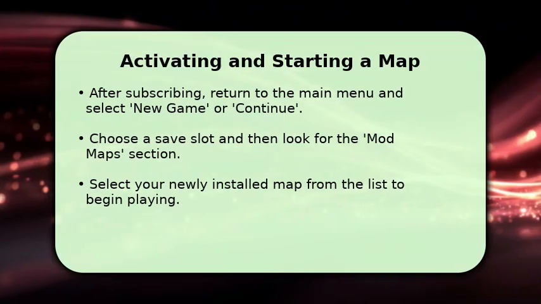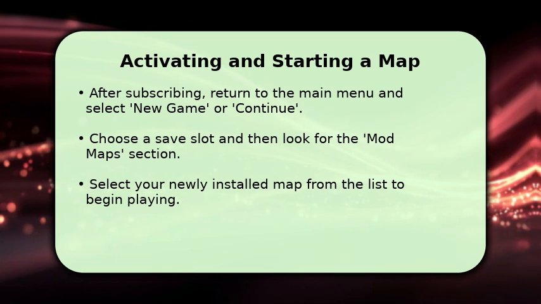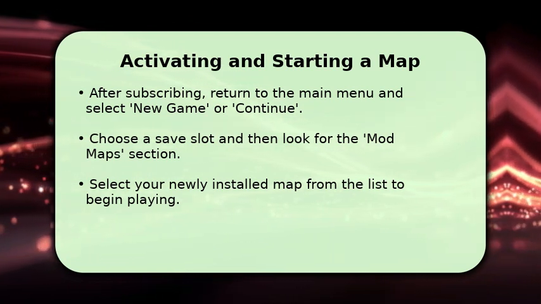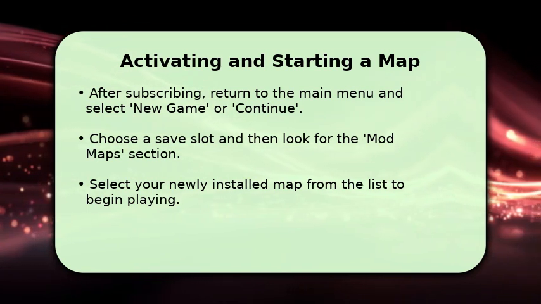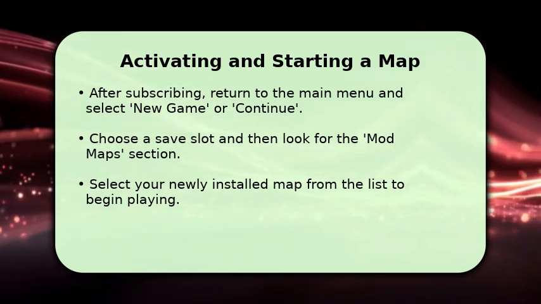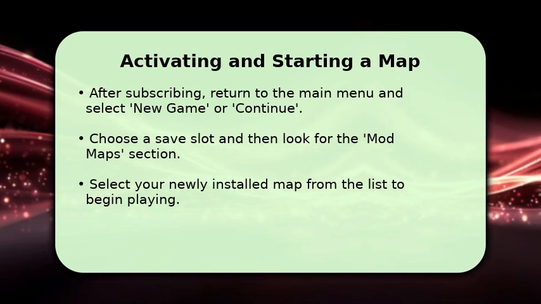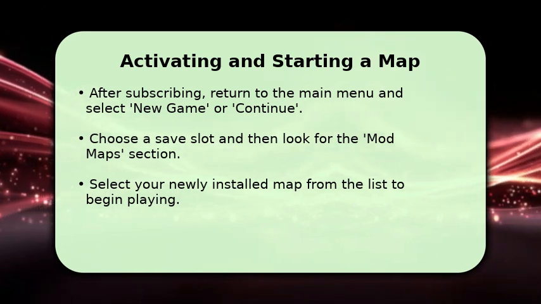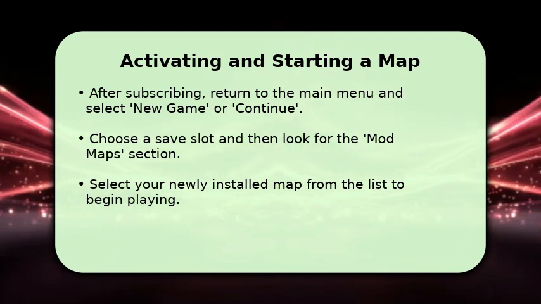With your mod map downloaded, head back to the main menu. Now, when you start a new game or load an existing save, you'll find an option to select a mod map instead of a standard region. Click on this, and your subscribed map should appear in the list. Simply select it, and you're ready to dive into a fresh, challenging environment. Remember, some mod maps might require specific trucks or playstyles.